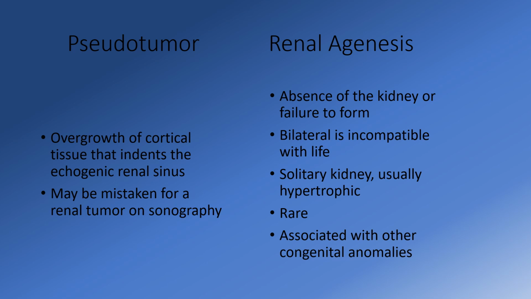Now, renal agenesis is absence of the kidney or failure to form during embryologic development. And if it's a unilateral renal agenesis, you're just going to have one kidney. It's usually going to be hypertrophic because it's doing the job of two kidneys, and it may even be more prone to hydronephrosis. If it's bilateral, this is incompatible with life. It's also called Potter syndrome, one bilateral renal agenesis syndrome. And these babies typically, if they make it to birth, do not live very long.